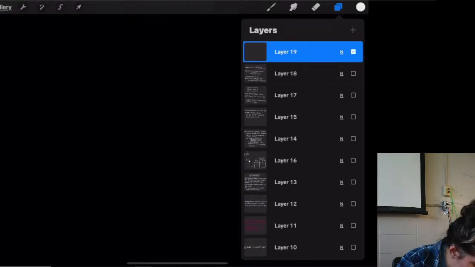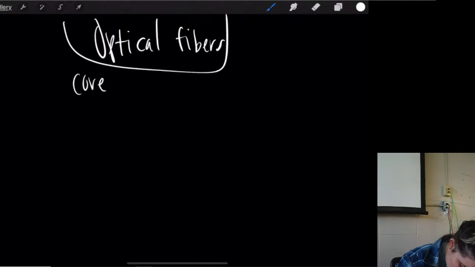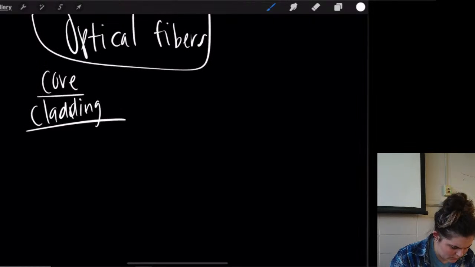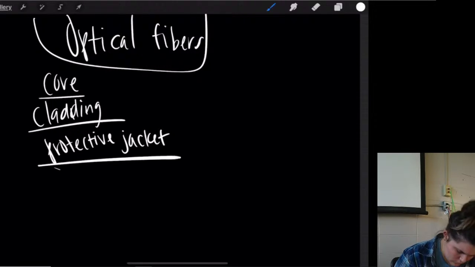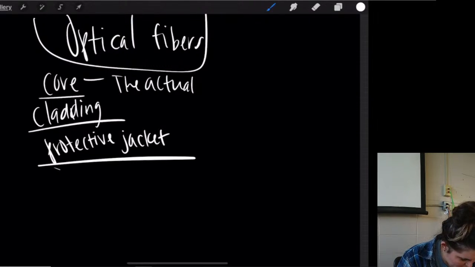So looking at optical fibers, what they consist of, they have a core, they have cladding, and a protective jacket. The core is the actual path for light in an optical fiber cable. So the actual path of light.